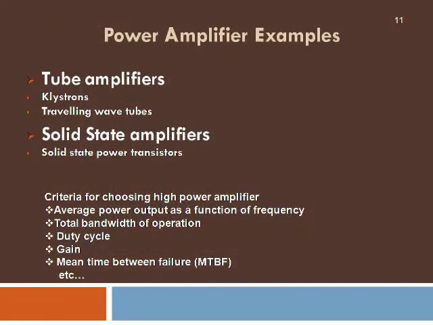So let us see what choices we have for the types of power amplifiers that can be used in these radar systems. In vacuum tube amplifiers, we have the choice of klystrons, that is two cavity or multi cavity. Then traveling wave tubes, wherein mostly we will go with a helix type of traveling wave structure. If we consider the solid state amplifiers, solid state power transistors can be used for these applications. Then the criterion for choosing the high power amplifiers will be the average power output as a function of frequency.